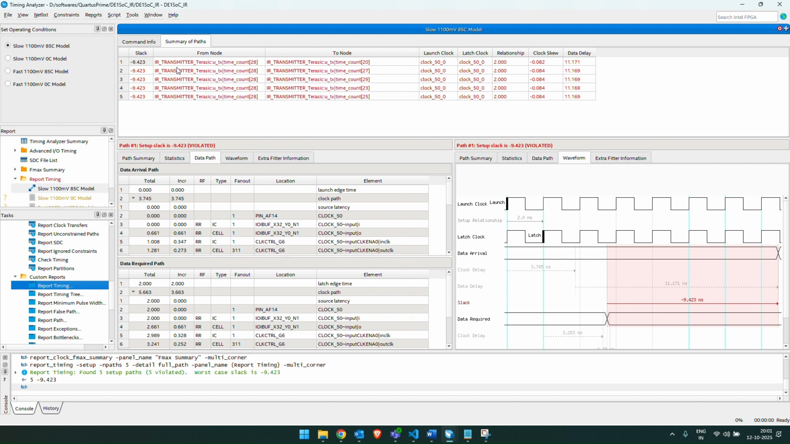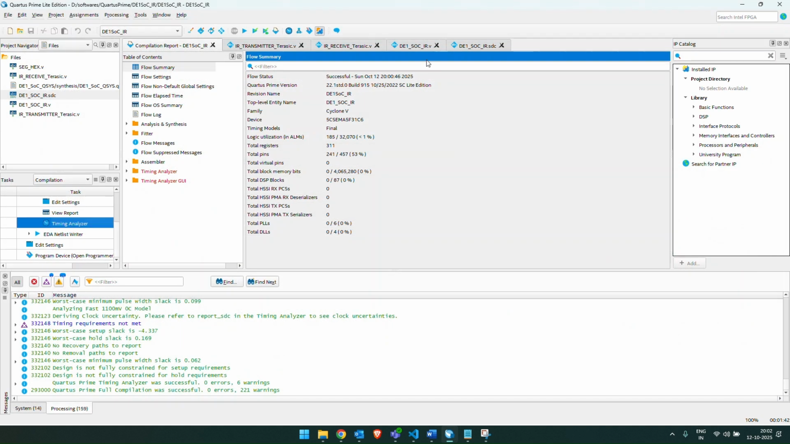Now we look at the batch file configuration. Before that, there is one way to overcome the negative slack, which is by including more flip-flops between the combinational logic. By doing that, we'll be able to overcome the negative slack. So now let's do the batch file configuration.